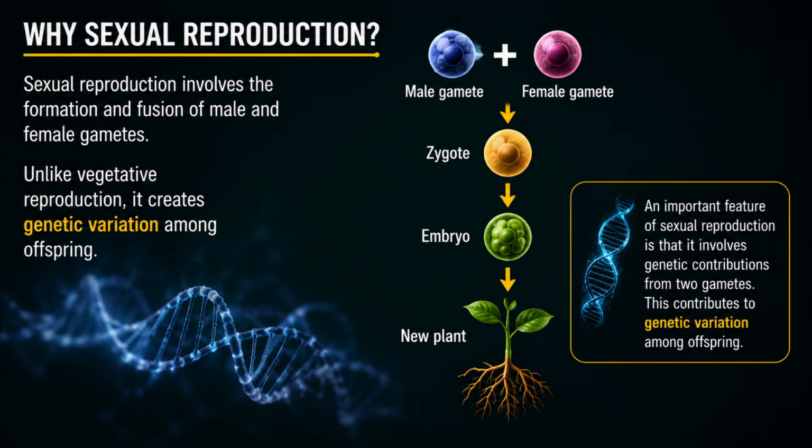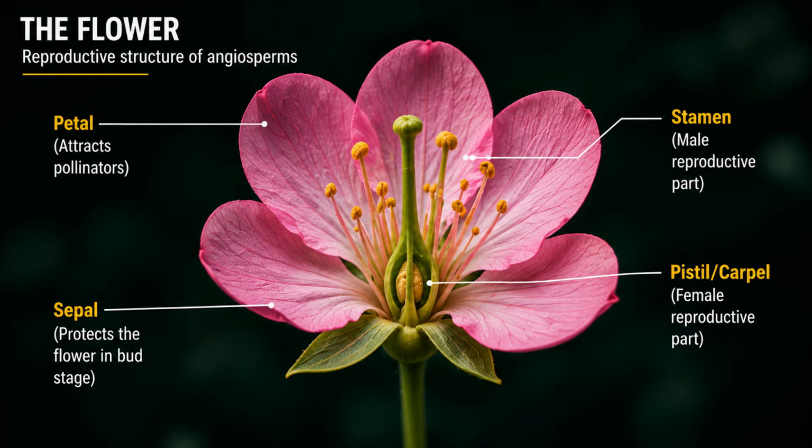In flowering plants, this entire process begins with specialized reproductive structures present within the flower. The flower is the reproductive structure of flowering plants, also called angiosperms. A typical flower contains several important parts. The sepals protect the flower during its bud stage. The petals are often colorful and may help attract pollinators.